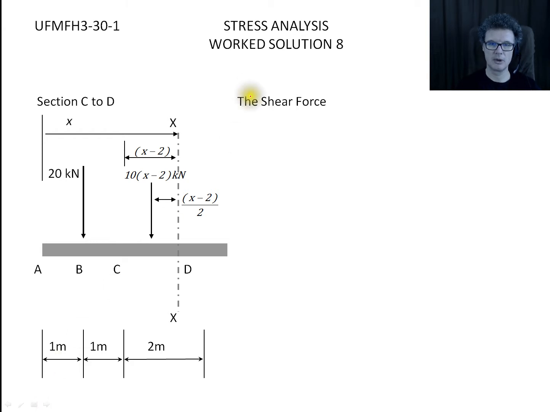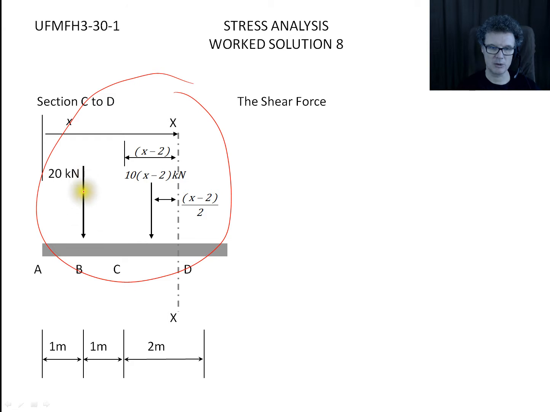So this is my complicated diagram for the CD region, and I've already worked out what this one is from the previous section, and then I did a little bit of work on the UDL by replacing it by an imaginary concentrated load. And that imaginary concentrated load will consist of a load which is growing with distance, and its midpoint is found by this term here. So we've got the force and we've got the distance.